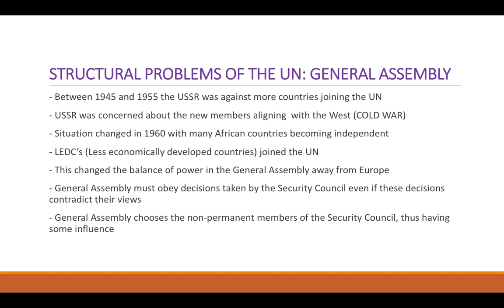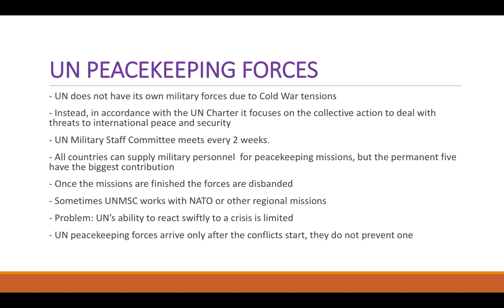Because as you know, Security Council, when they make a decision, usually it's for the national interests of one of the five permanent members. So General Assembly members, all the countries in the General Assembly, have to agree with Security Council. General Assembly chooses the non-permanent members of the Security Council, thus having some influence, but that is not much. Let's look at UN peacekeeping forces.